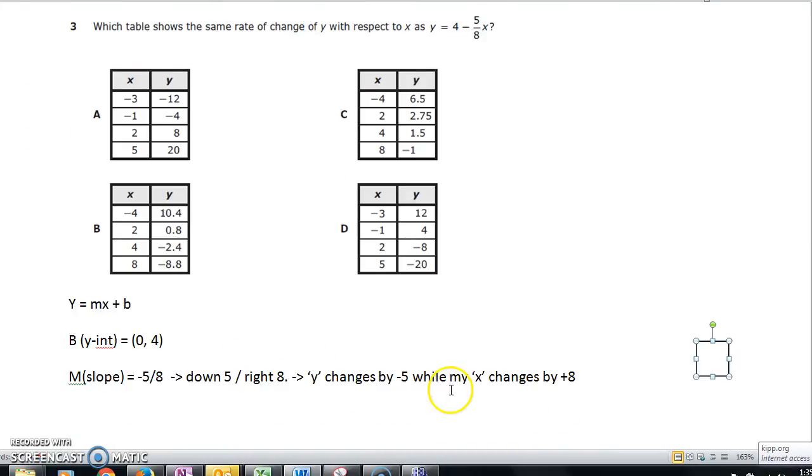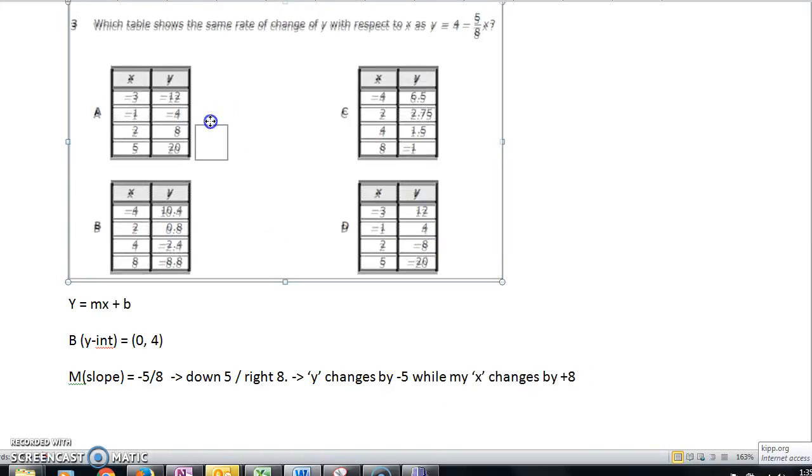Alright, so I'm going to check each of my answer choices and see how much it's going down and how much it's going to the right. So I want an answer choice that's going to have a table where my y values are going down by negative 5 and my x values are going up by 8. So let's check this one.